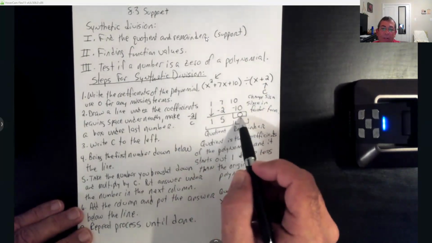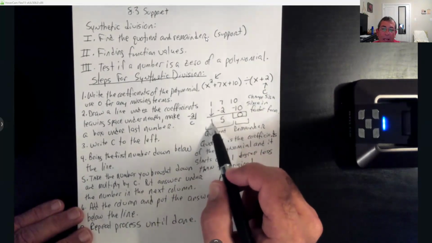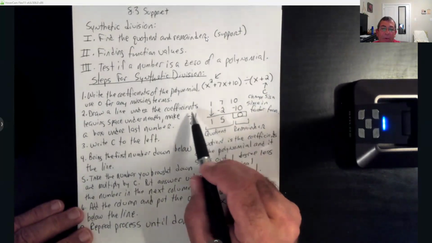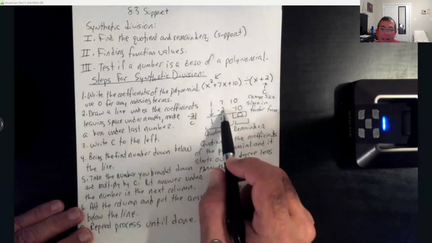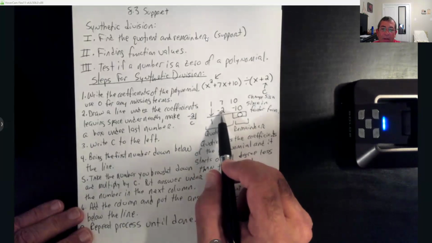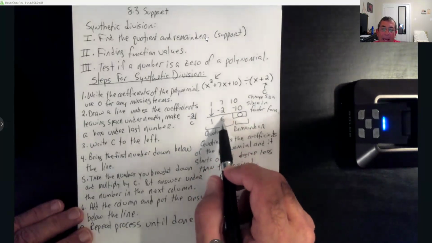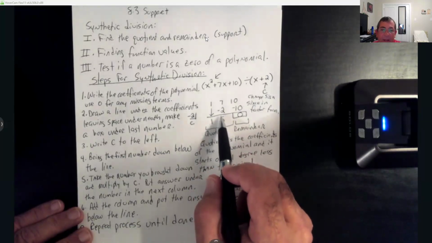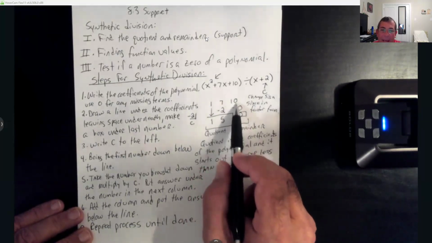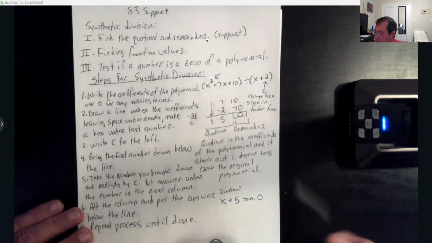So the process of synthetic division: I brought the first number down below the line. Any number down here gets multiplied by C to get the next column. So I did 1 times negative 2, gave me negative 2. I added that, got 5. Then I repeated, multiplied by negative 2, got my negative 10. Then I added and got a 0 remainder.